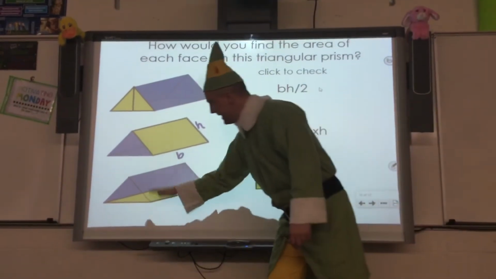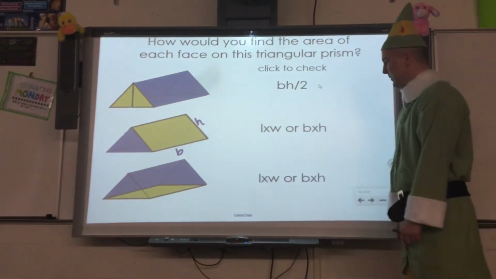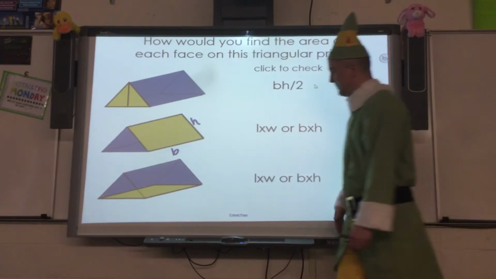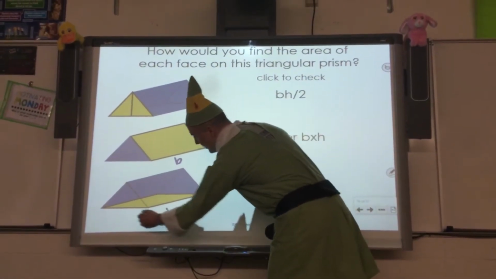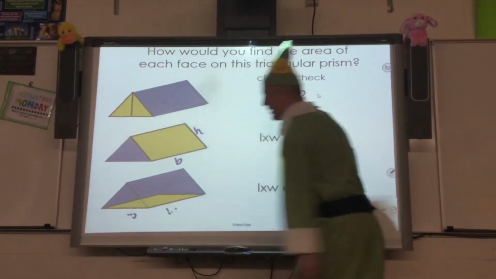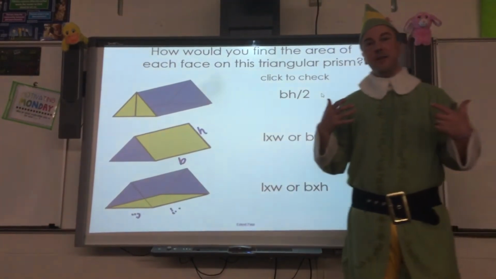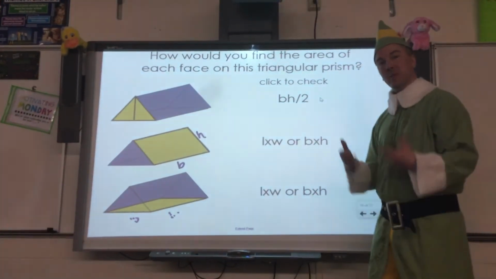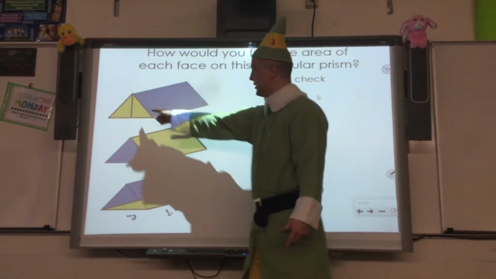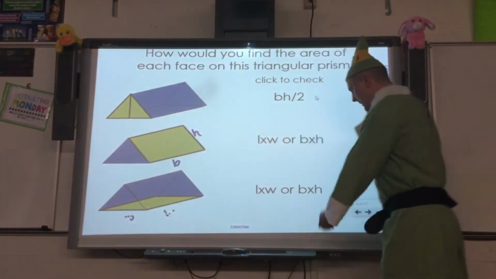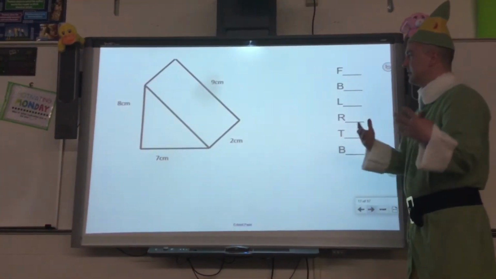Now, the base here, this bottom one, the same type of thing: length times width, or base times height. If I go length here and width here, and I multiply those out, I'm going to be able to find the area of that face, whether it's a rectangle, these two, or a triangle, that one. Okay? So let's put this to work here.